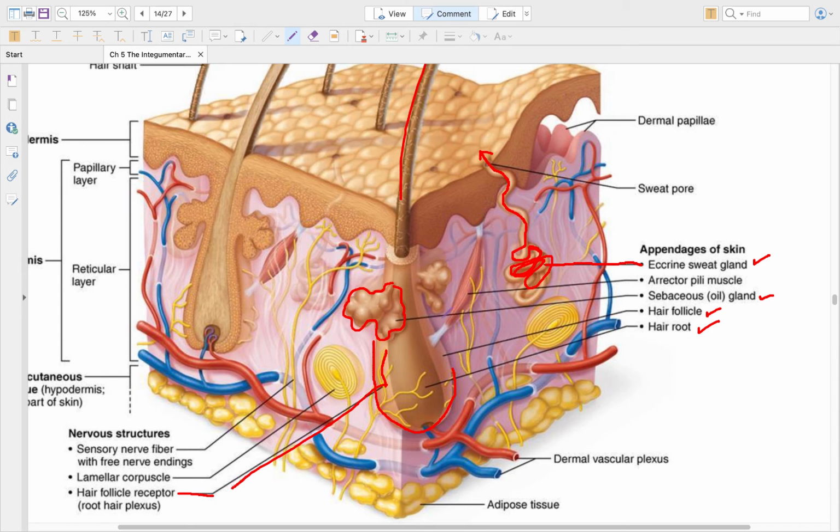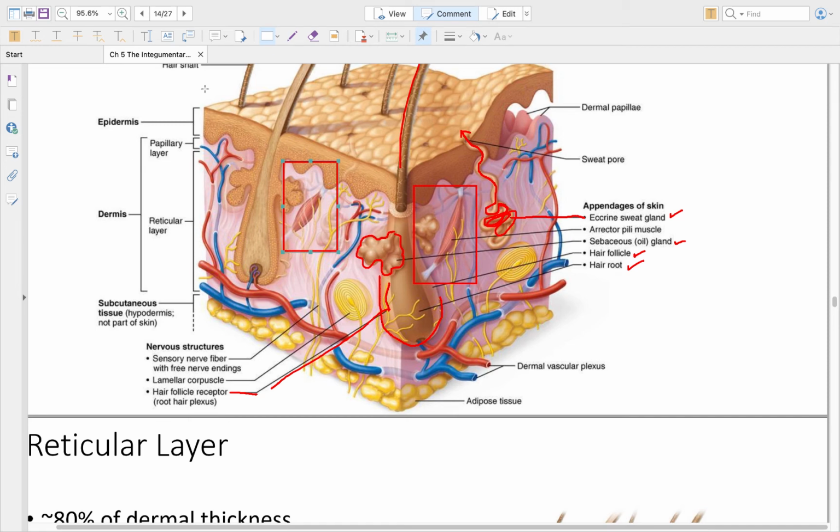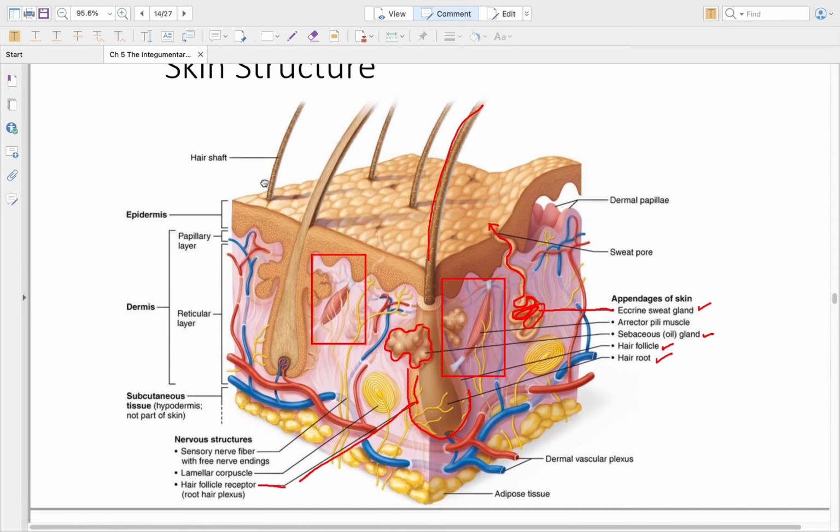Okay. Additionally attached to the hair follicle is this muscle. This is called the erector pili muscle. Every single hair follicle has a small erector pili muscle attached to it. And that erector pili muscle is part of the reason why we get goosebumps, and part of it contracts and makes your hair stand on end and things like that. So therefore it has a role in sensory.